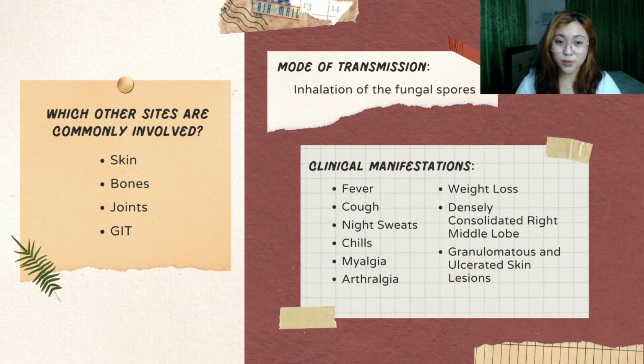Symptoms of blastomycosis include fever, cough, night sweats, chills, malaise, arthralgia, weight loss, and a densely consolidated right middle lobe. Radiographically, it also resembles tuberculosis. Aside from this, tender, raised, ulcerated, crusted erythematous papules may also be present.